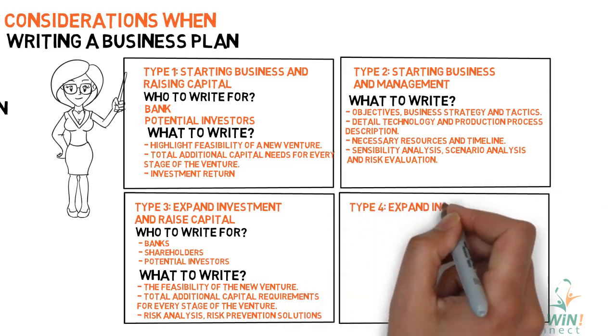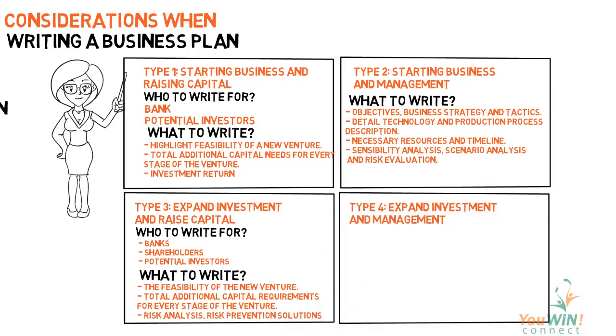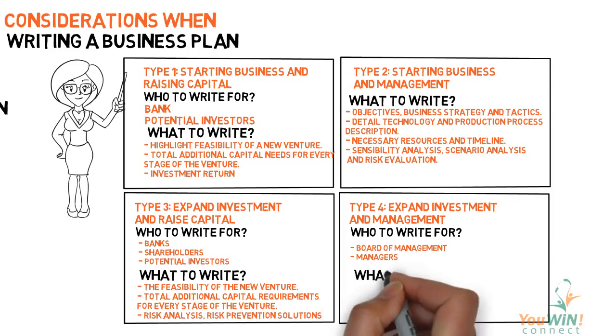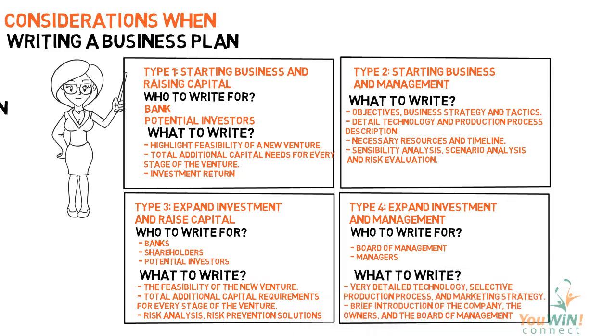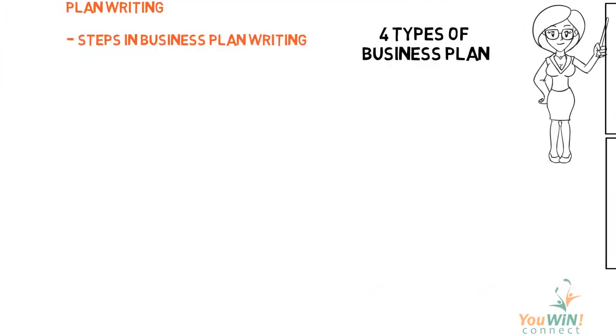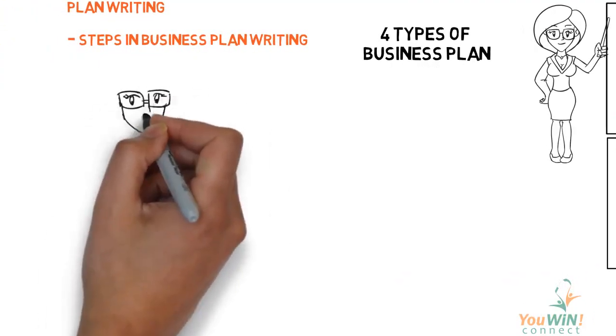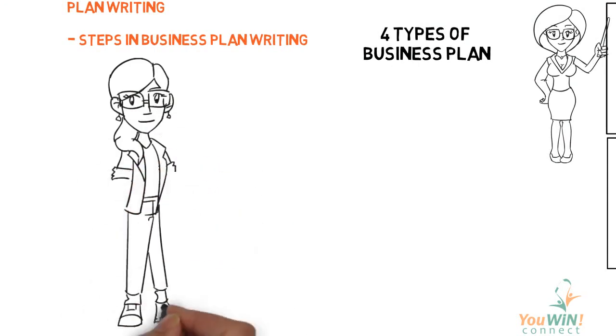Type 4 is an expansion investment, and you're writing to in-house people. The content is the same as type 3, but it's a lot more specific, concentrating on main issues like current difficulties of the company and the solutions to them. A business plan should help venture managers anticipate difficulties or risks which they will meet and make right and on-time decisions in implementing the process. This plan should show very detailed technology, selective production process, and the marketing strategy.